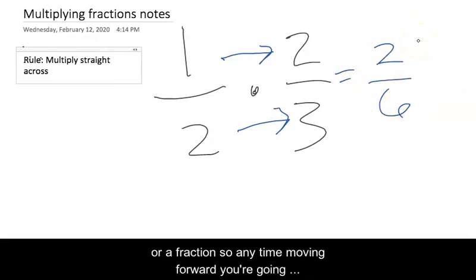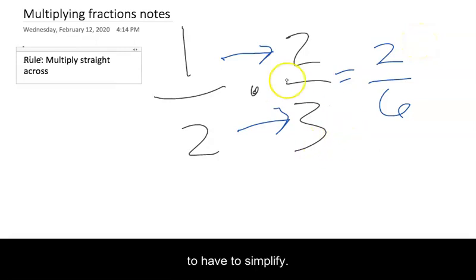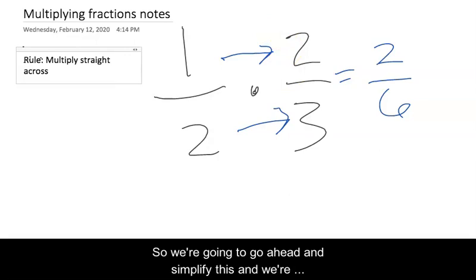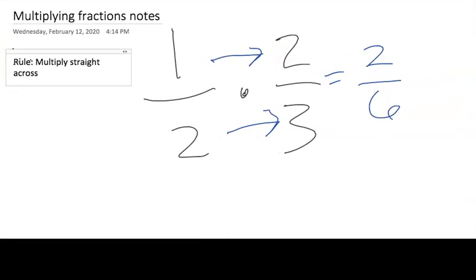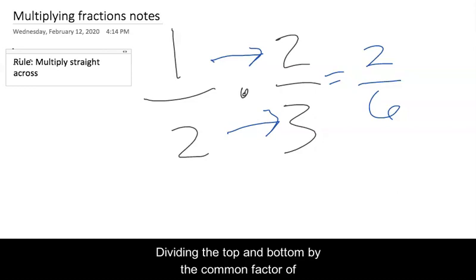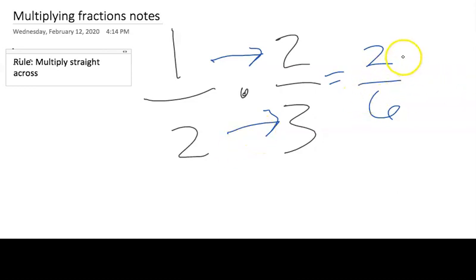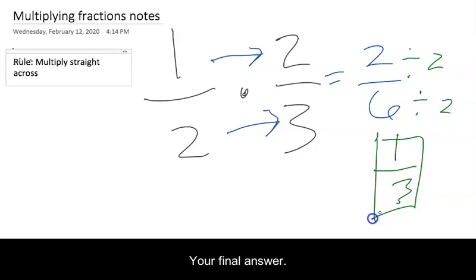So anytime moving forward, you're going to have to simplify all fractions. So we're going to go ahead and simplify this, and we're going to simplify it by dividing the top and bottom by the common factor of 2. So we're going to divide this by 2, and we're going to divide this by 2. So 2 divided by 2 is 1, and 6 divided by 2 is 3. And that is our final answer.